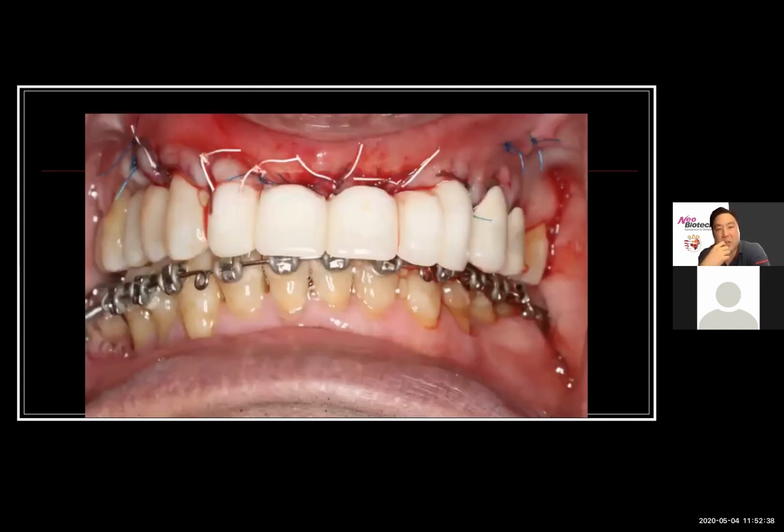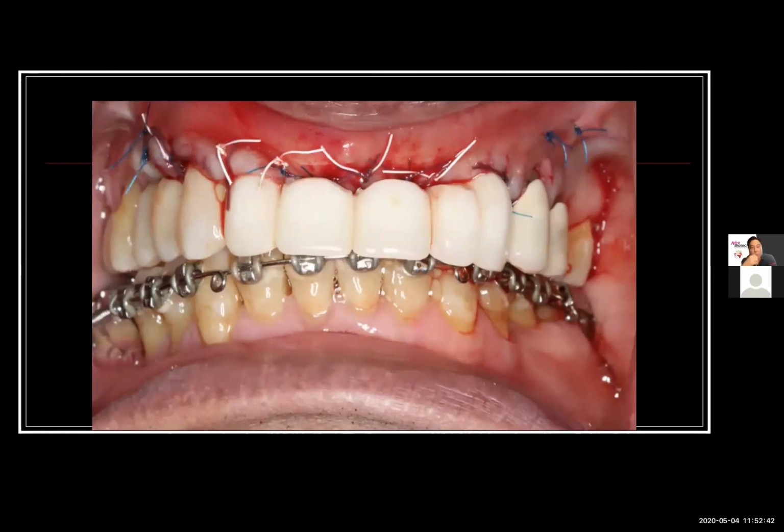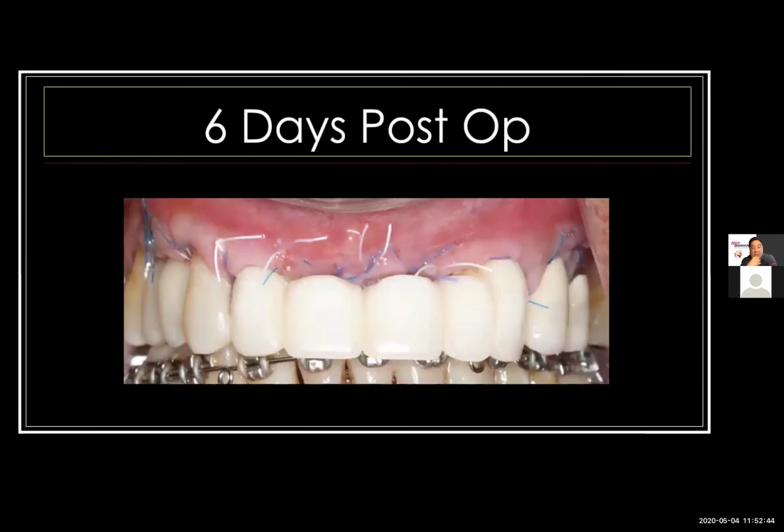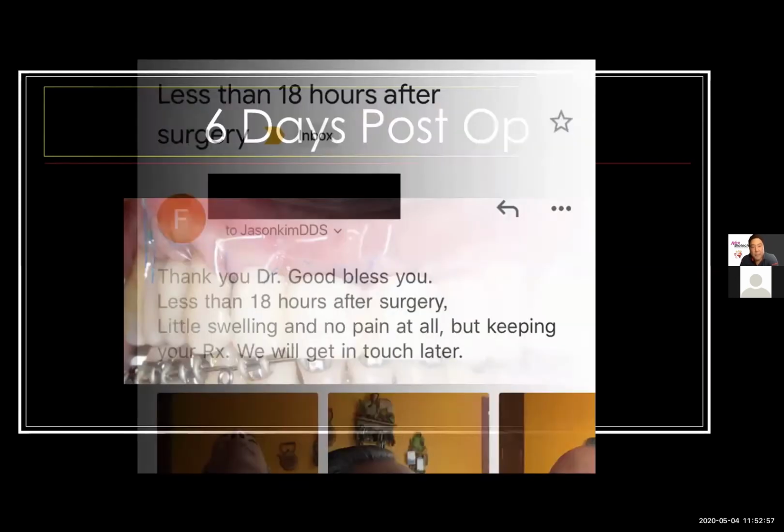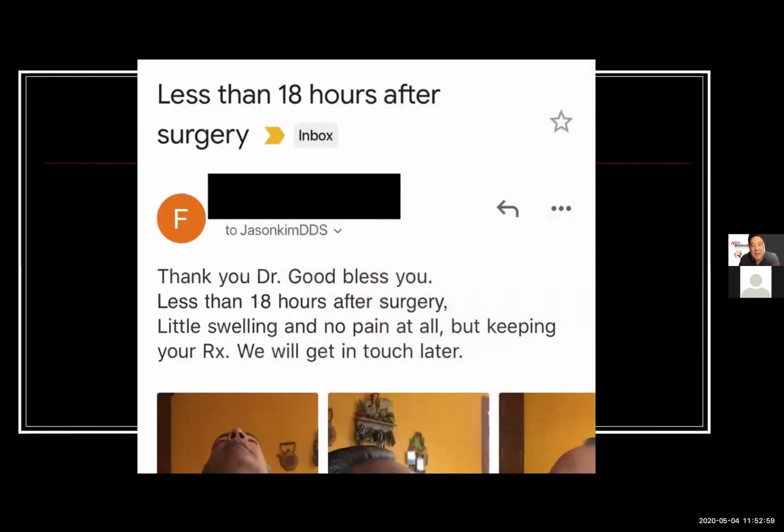That's my biggest concern. And then using the provisional, reaming out the pontic areas so that there's no pressure onto the area. Here's 6 days post-op, right? Healing looks very uneventful. And so remember, I'm using Vicryl sutures, I'm using PTFE sutures, and also we have polypropylene sutures, non-resorbable. Now I put this up because this is 18 hours after the procedure.